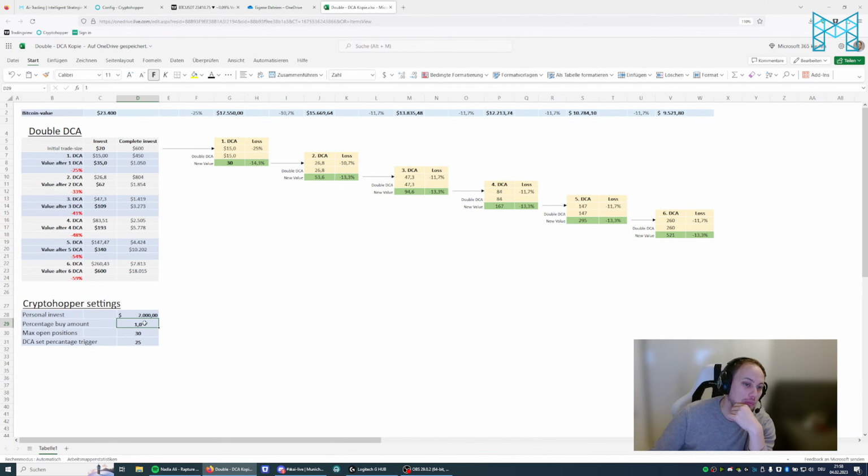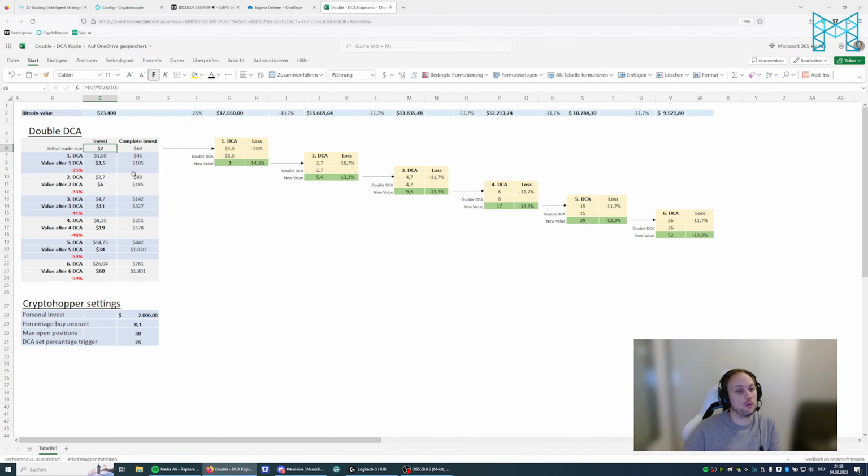Yes, this is a percentage buy amount, because this is not analogous to CryptoHopper, because I needed to put it in here so that I have $20 invested. So for your 2000 investment, if I put in here like 0.1, then it will show here $2. But as I said, on Binance, you cannot start with $2 positions. Binance says you need to invest at least $10 for one position. So this table is not especially for Binance.